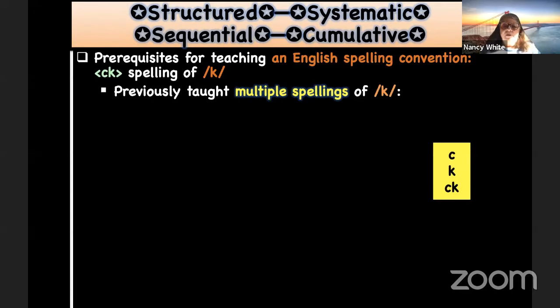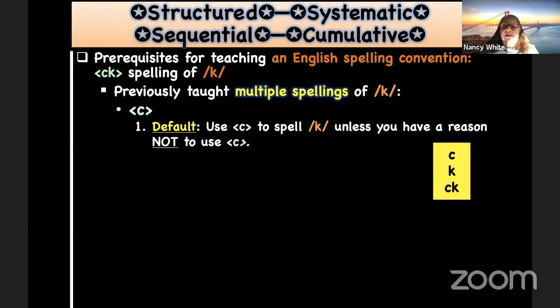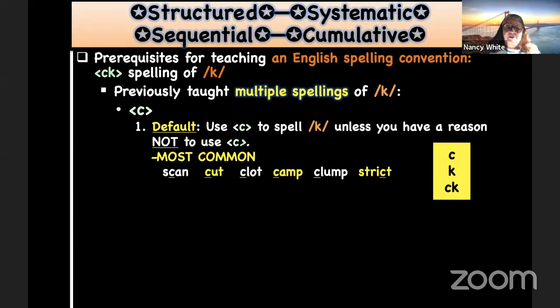Previously taught multiple spellings of /k/, they need to know already that C is the default. You use C to spell /k/ unless you have a reason not to use C. If you don't want to use the word default, you don't have to, but you do want them to understand that C is the way you spell /k/ unless you have a reason to use something else. It's the most common. And here are some examples where you see the C spelling /k/.